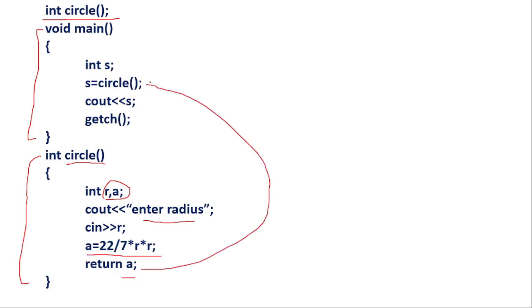I have called this function here, in a variable. When this function executes, it will bring a value with it, and then that value is going to be stored in s variable, and I am going to print that s like this. So this is the second program. I think this program is clear to you, and this type is also clear to you.